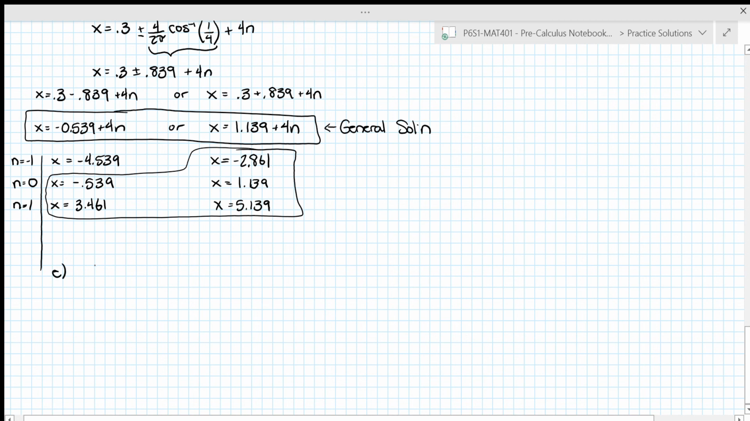Go ahead and do part E here. Part E says find the first one greater than 100. So 100 divided by 4 is 25. I need to be about 25 cycles away from this. So I can check each one, right? If I go 25 sets of 4 away from negative 0.539, I'm going to be a little less than 100. So if I do the other one, 1.139 plus 25 periods, 25 sets of 4, I'll be at 101.139, which would be that solution. So there you go.